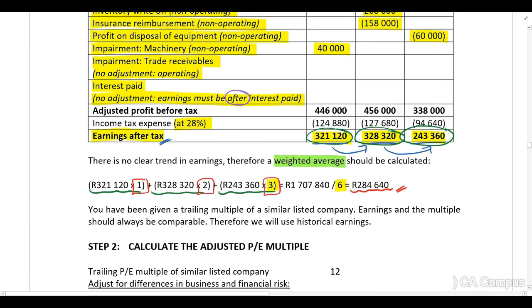So the maintainable earnings is based on historical information, and when we get to step 2, the PE multiple is also based on historical information. So we are being consistent. So you can see that discussion here just below. So that then deals with step 1. We now know what figure we are going to use as maintainable earnings in our calculation.